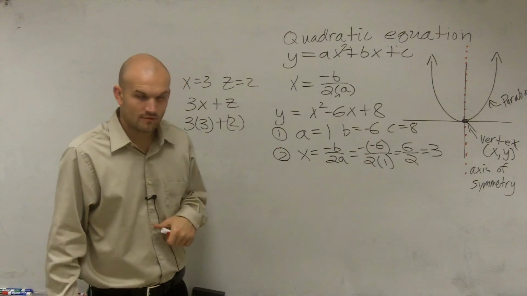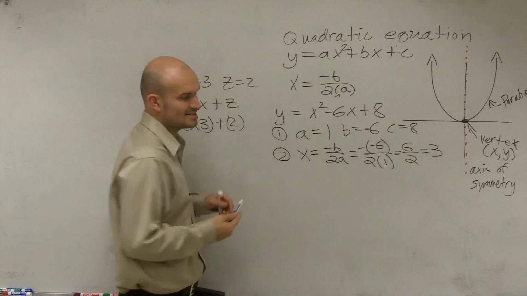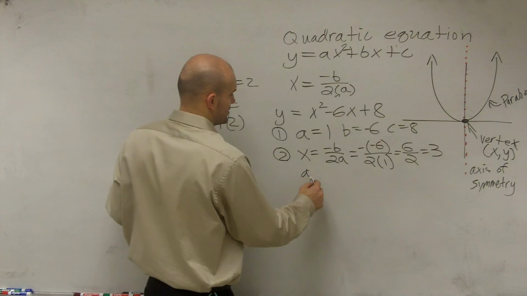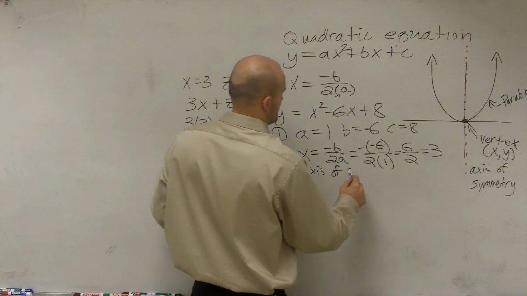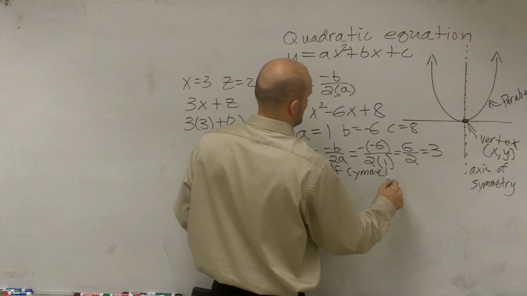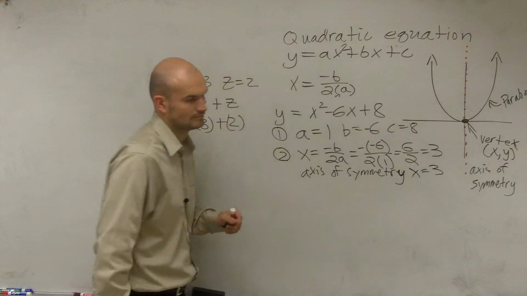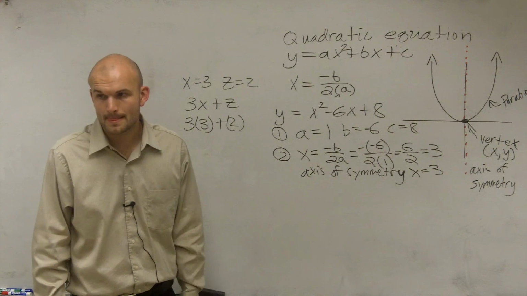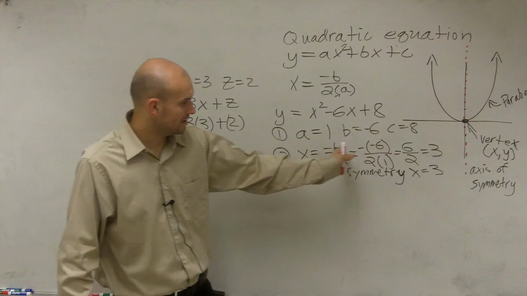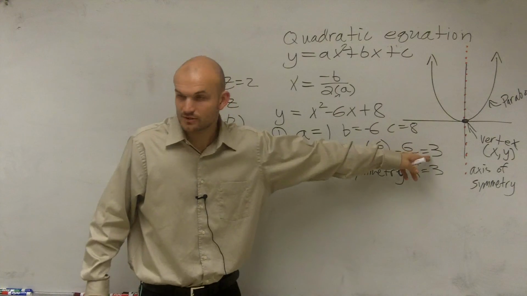Okay? So now we know what x equals, right? So the axis of symmetry is x equals 3. Because when we plugged it all in, we got x equals 3.